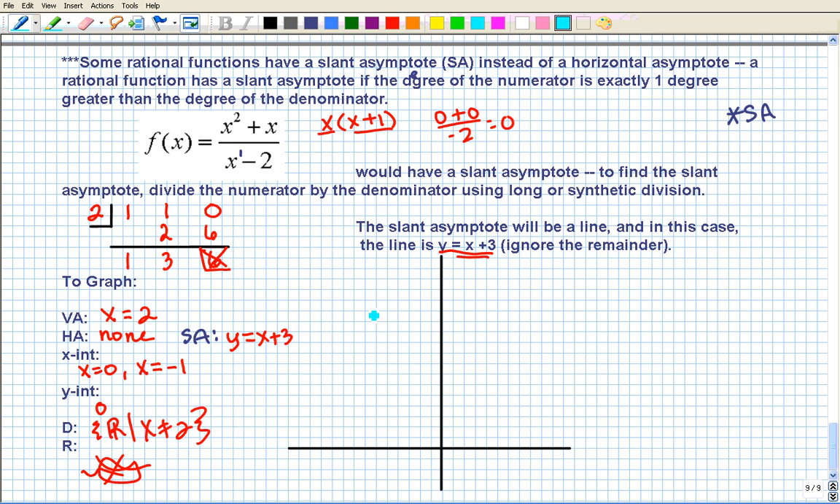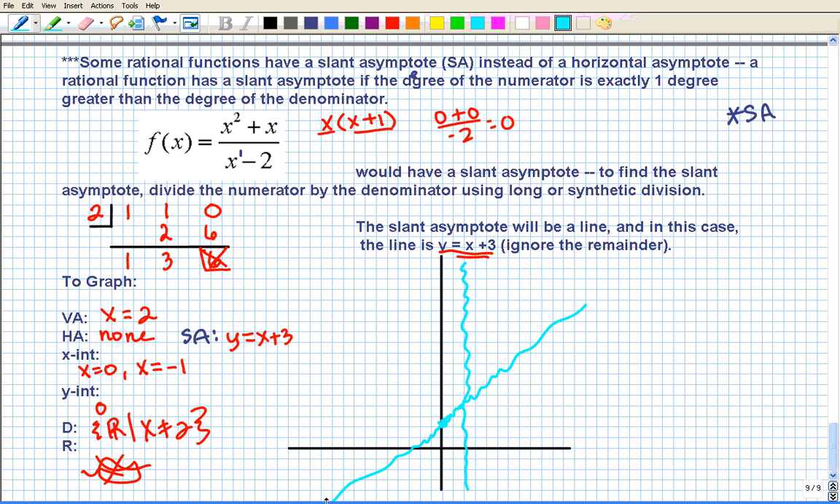So just like we did before, let's go ahead and sketch in the asymptotes. We've got a vertical asymptote at x equals 2. But we've got a slant asymptote at y equals x plus 3. So remember that would be at a y-intercept of 3. So 1, 2, 3. So we know it's going through there, and it has a positive slope of 1. So it'd be going like that.